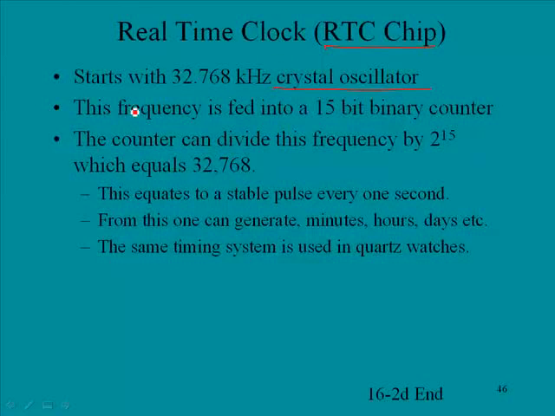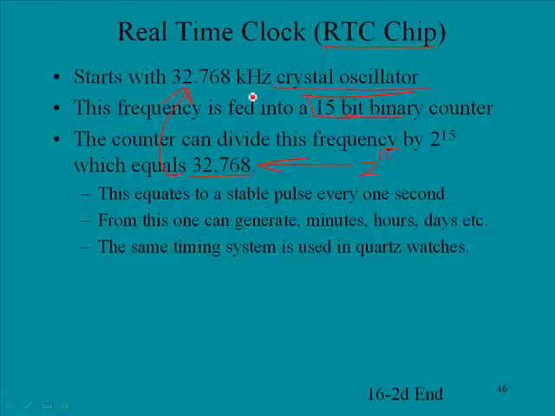This particular frequency is fed into a 15-bit counter. Now, something of note, the counter can divide this frequency by 2 to the 15th, which is equal to 32,768. So if you take 2 and raise it to the power of 15, you actually get this number. And recall that with counters, we can do the functions of dividing. In this case, if we divided by the most significant bit, we would effectively be dividing by the same frequency that it's coming in at.